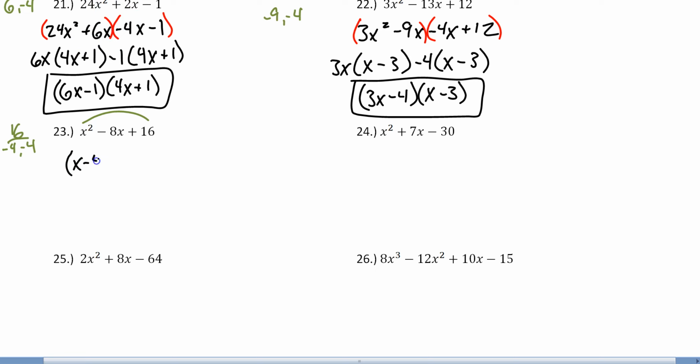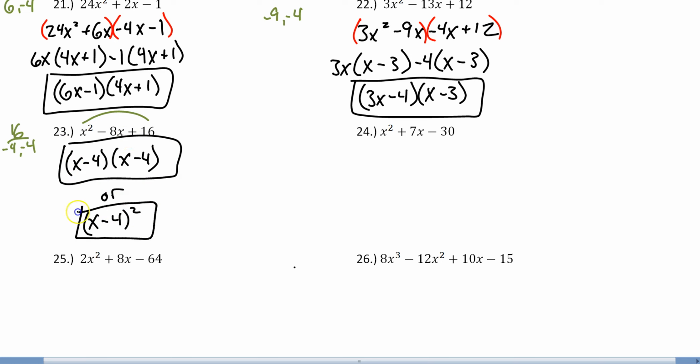So it's an x minus 4 because of the -4, and then an x minus 4 because of the other -4. Okay? And if you write this as an x minus 4 squared, that is also, I'll accept either one of these answers for right now. Okay?